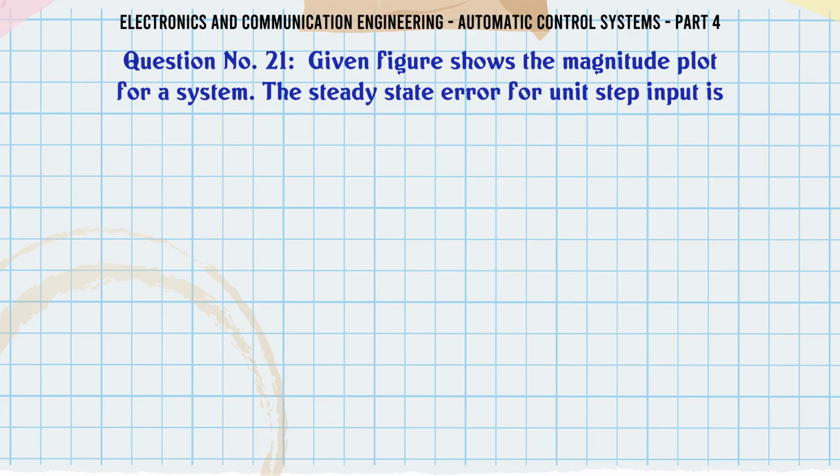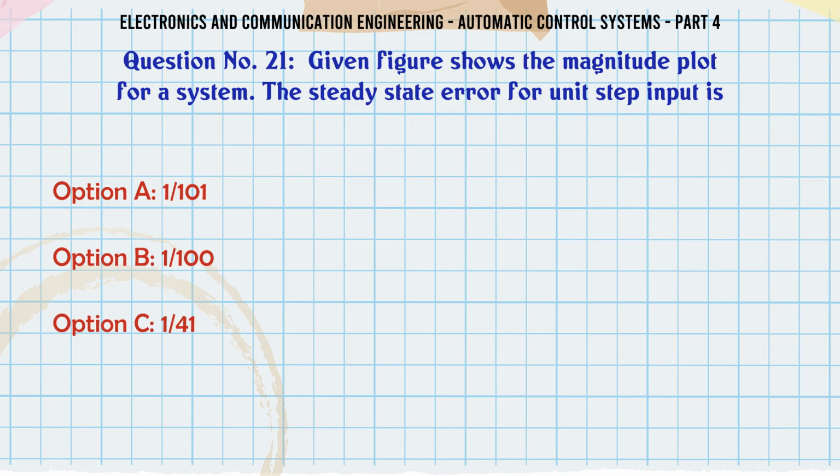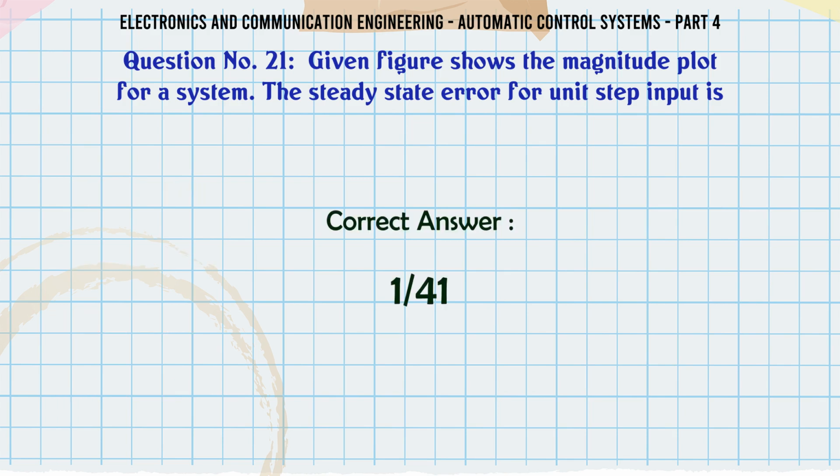The given figure shows the magnitude plot for a system. The steady state error for unit step input is A. 1/101. B. 1/100. C. 1/141. D. 1/140. The correct answer is 1/141.